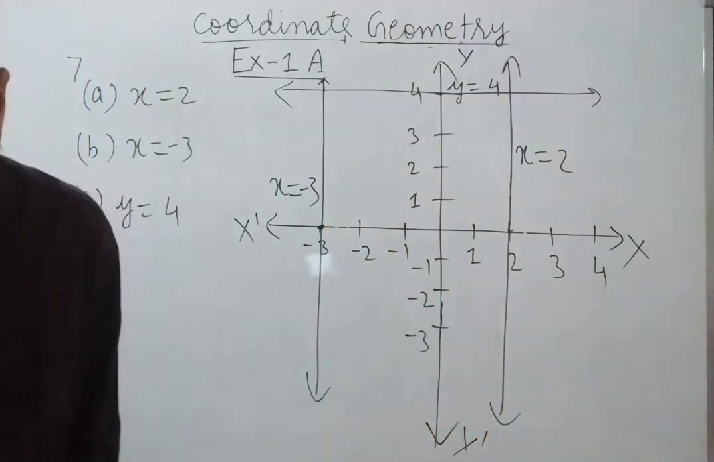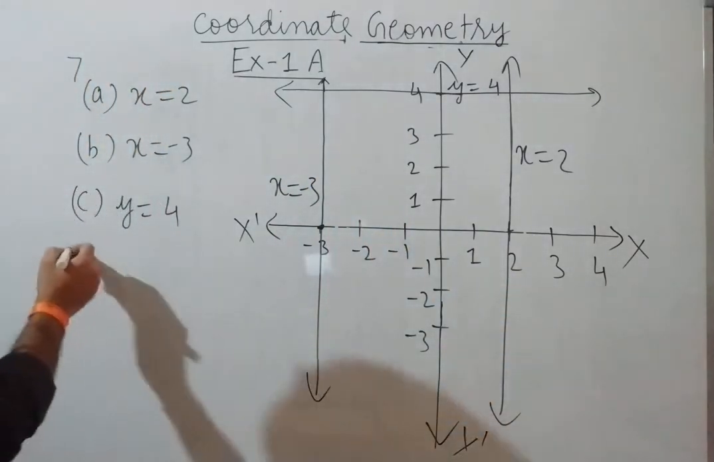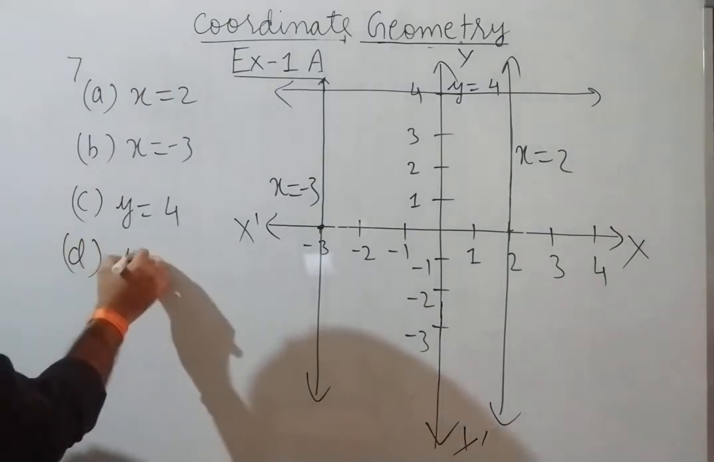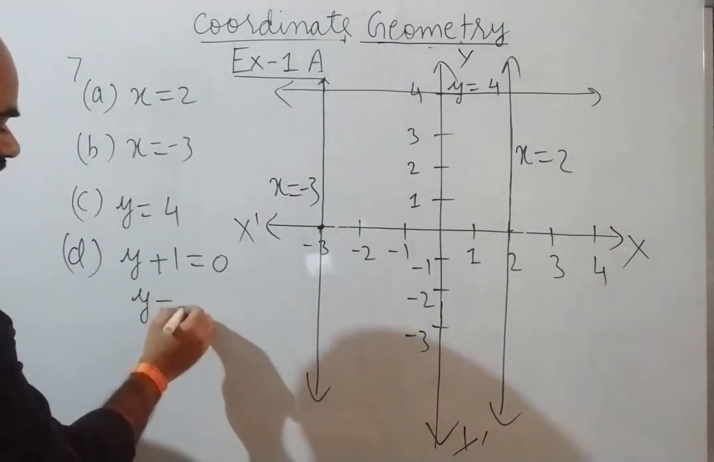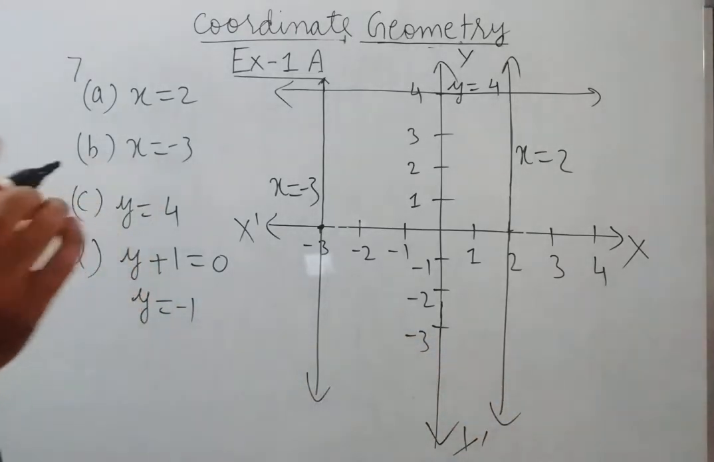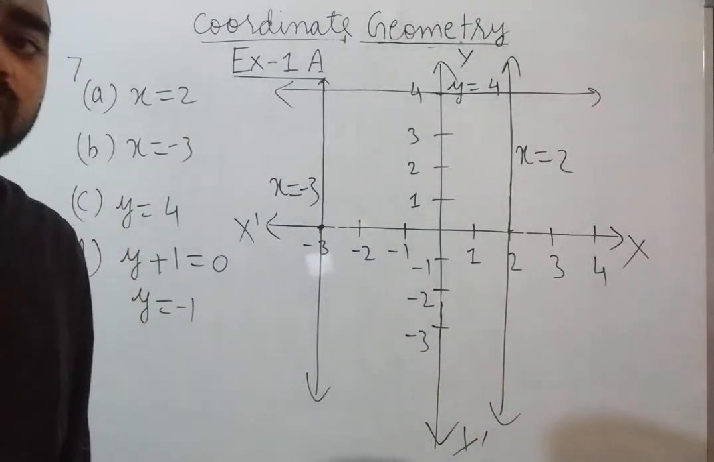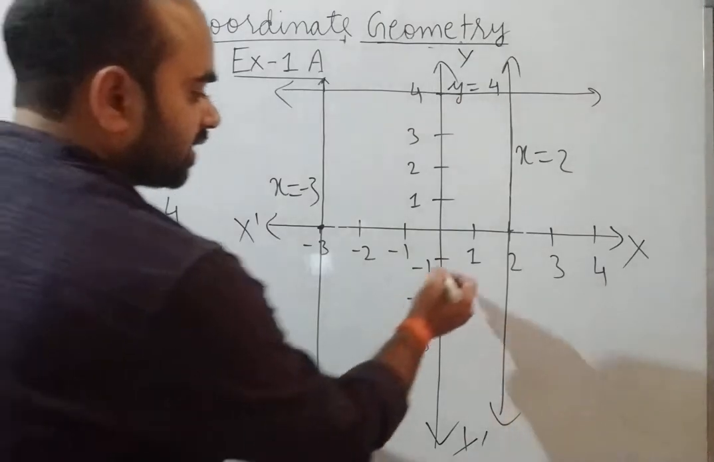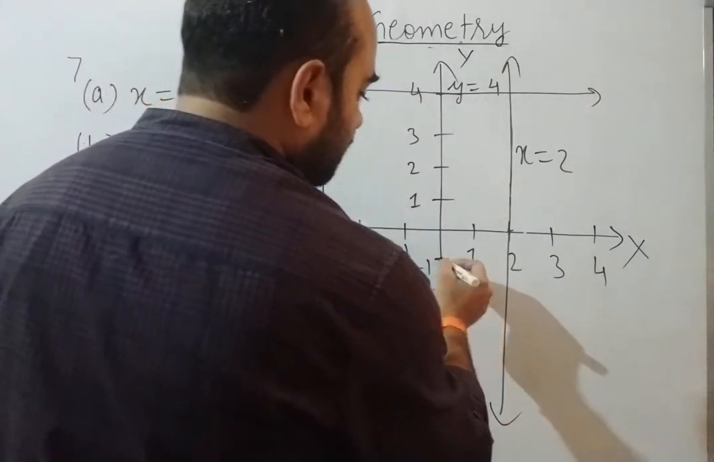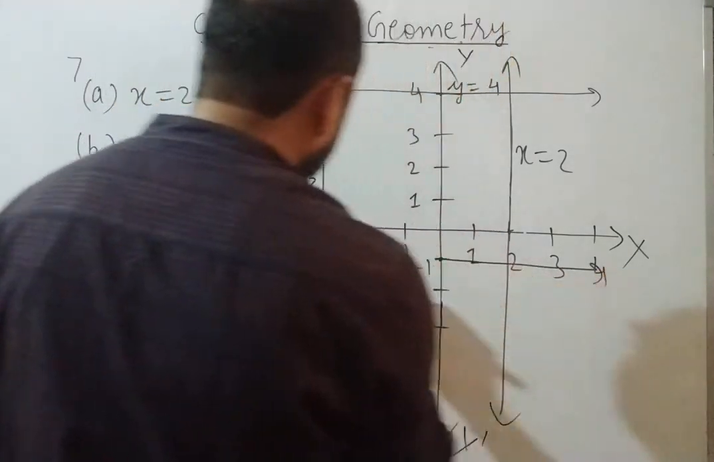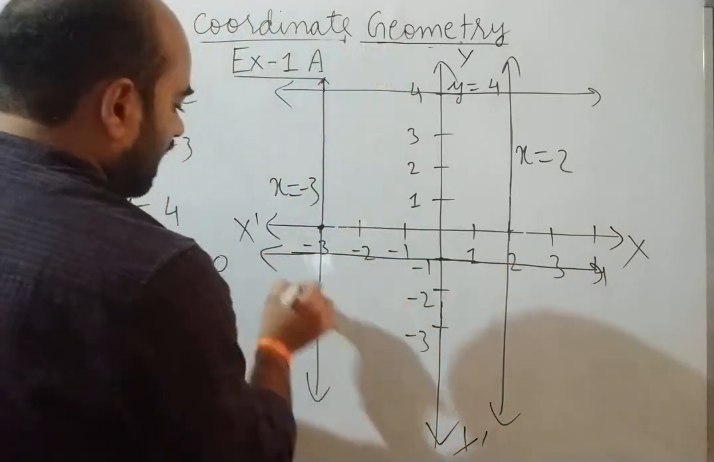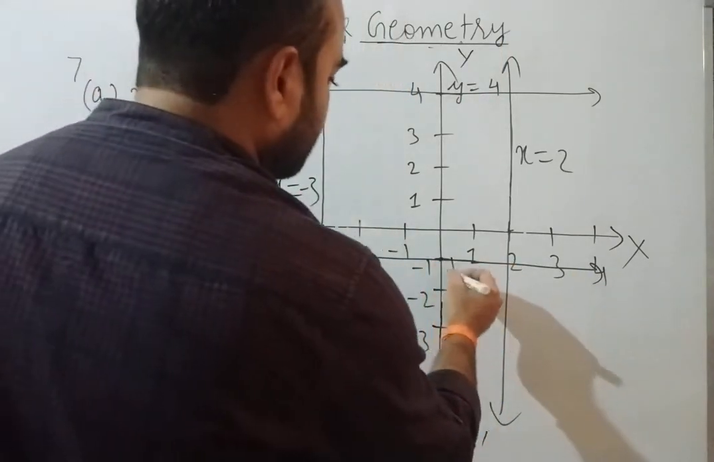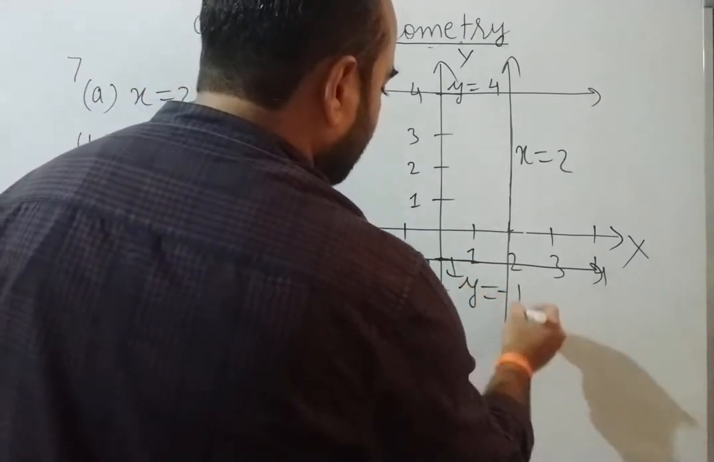Next is y plus 1 equal to 0. When y plus 1 equal to 0, it means y will be minus 1. Again first we will locate the value. Y equal to minus 1 means minus 1 on y axis. Now from this we have to draw a horizontal line which is parallel to x axis. Correct? So this is the y equal to minus 1. This line.